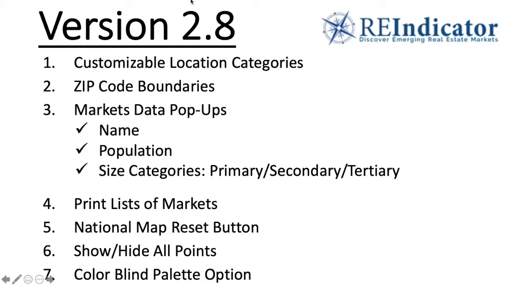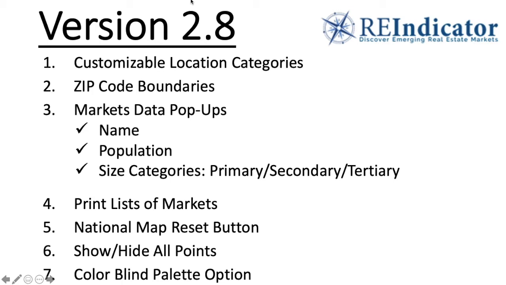Third on the list is we now can show you some information about the markets. We're going to keep building this capability out, but as we launch this, you're going to see that you'll know the name and the population and relative size of the markets. It also even shows the emerging market status as well. Fourth on the list is you're going to be able to print this list of markets to your printer. You can actually create a PDF first and then print it if you wish on your printer.